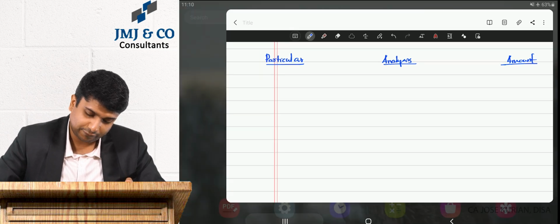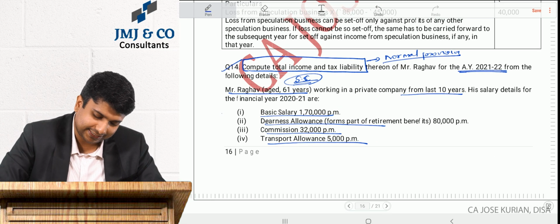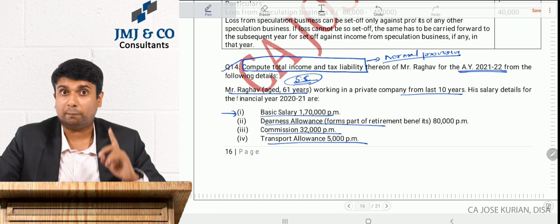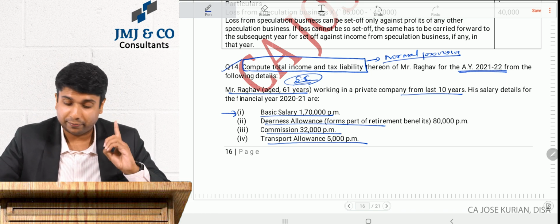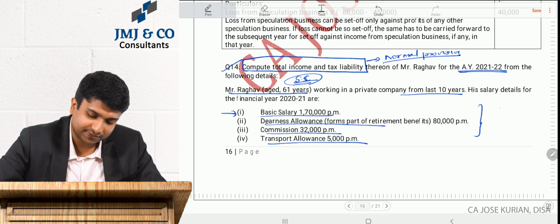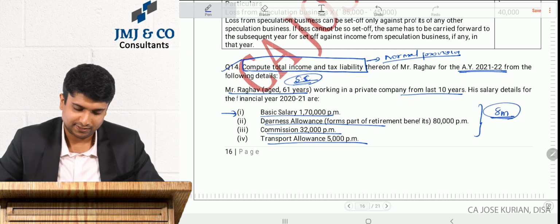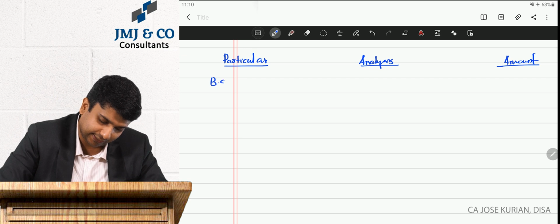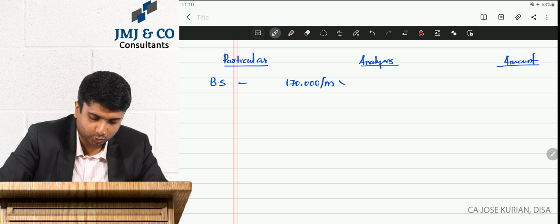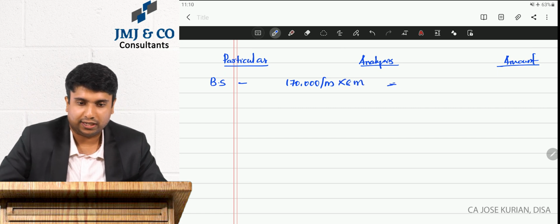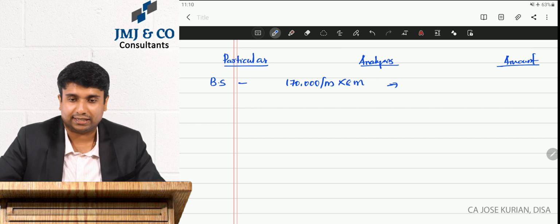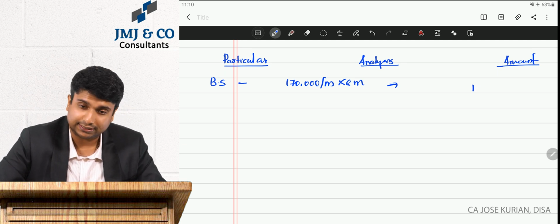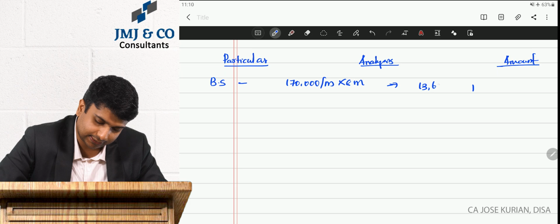Alright, so let's start, friends, with the first one, basic salary 1,70,000 per month. Very carefully, you have to be careful, he worked only for 8 months in that particular previous year. So we will take that entire basic salary first. So basic salary 1,70,000 per month into 8 months. So tell me friends, what is the amount coming? 1,70,000 into 8 would be 13,60,000. 13,60,000 would be the sum.